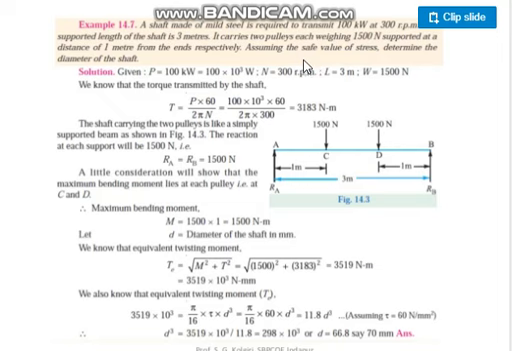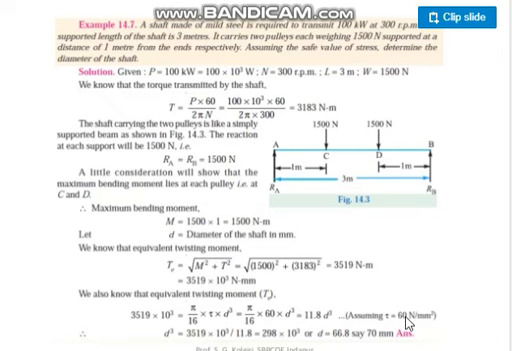Okay, you see, anywhere here they have used, yeah, here they have assumed. See, here they have assumed the permissible shear stress is 60 Newton per mm square. At least this much you remember. See, tau is equal to 60.